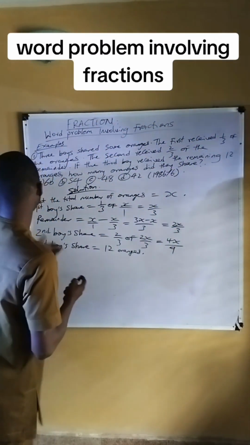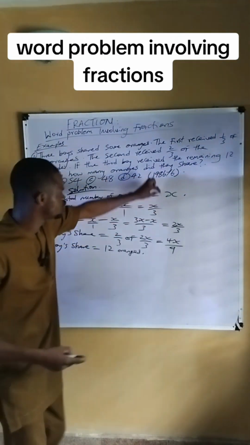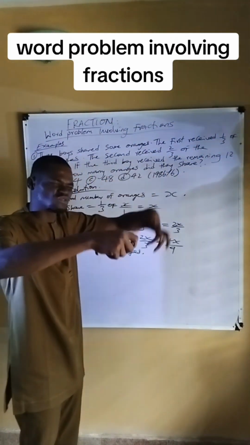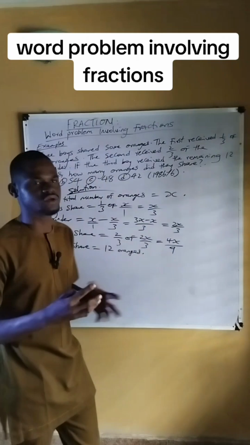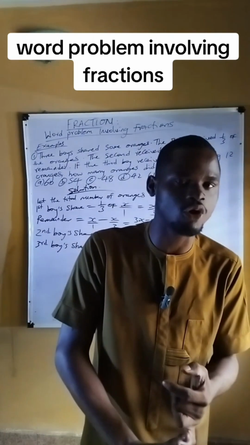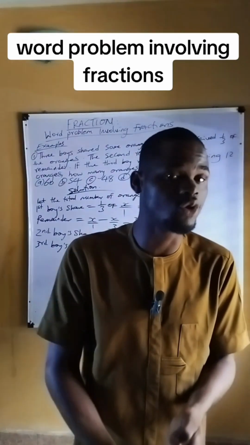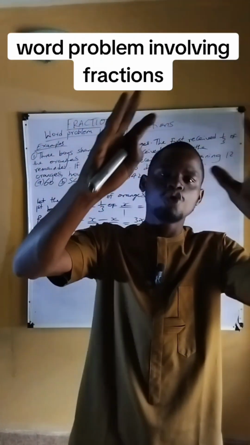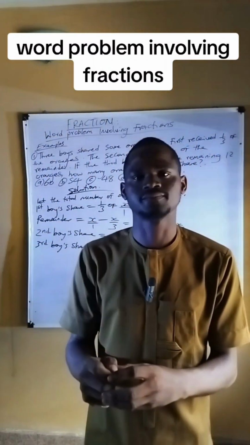Now, what are they asking? They say, how many oranges did they share? That means they are asking you to find the total number of oranges, to find the value of S. How do you do this? Take note, when you add what the first boy got to what the second boy got and to what the third boy got, everything is going to be equal to the total oranges they shared.